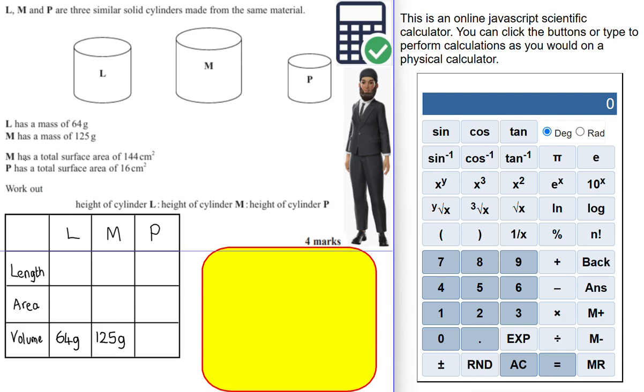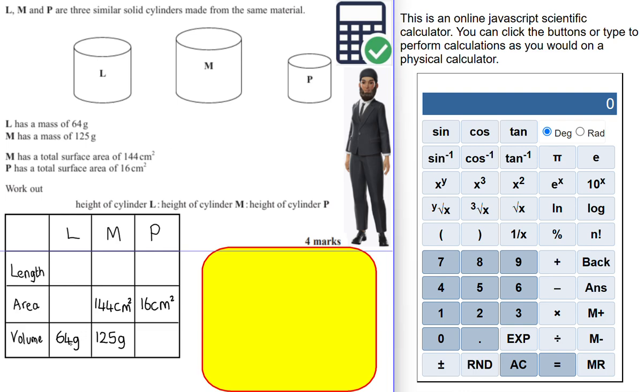And then we are told that M has a total surface area of 144. So let's write that down, 144 centimeters squared. And then we have P over here, which has a total surface area of 16 centimeters squared. Now, what we need to do is start working in terms of scale factors.